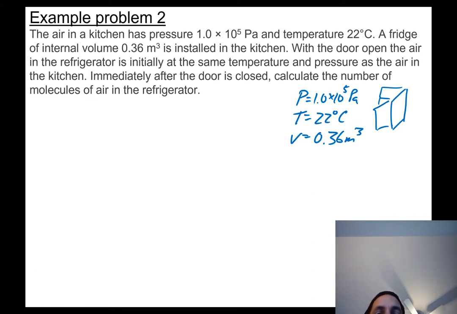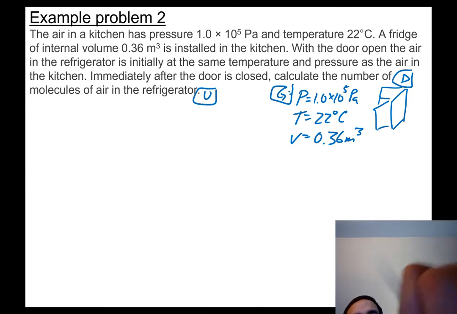Okay, with the door open, the air in the refrigerator is initially at the same temperature and pressure as the air in the kitchen immediately after the door is closed. So number of molecules. I can't get number of molecules directly from the ideal gas law, but I can get number of moles, and then I can use the relationship between moles and molecules to get the number of molecules. So these are my givens. This is my drawing. My unknown is basically N, capital N, remember?